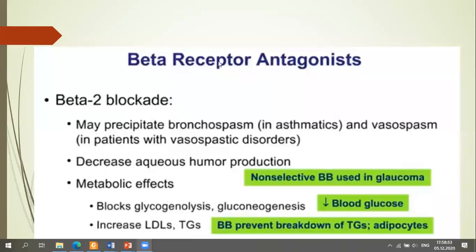Now we are continuing with our parts here. Now the blood glucose level will be decreased, okay? And beta blockers.